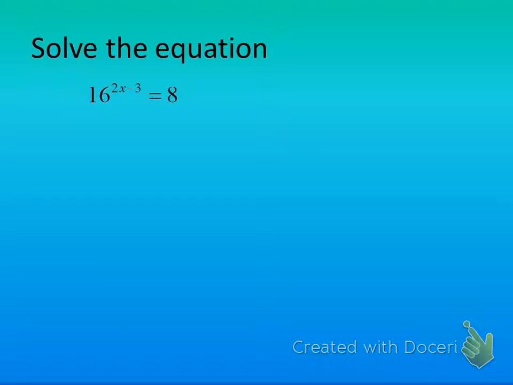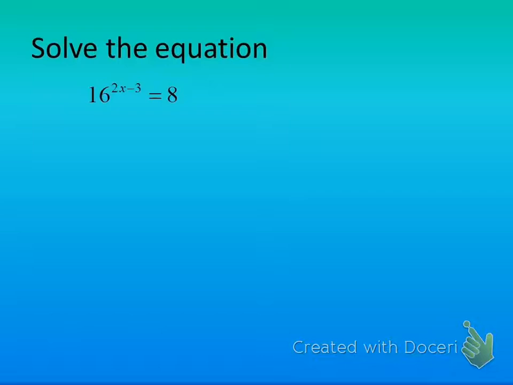Okay, so a lot of people mess this problem up because they know 8 times 2 gives you 16, so they just rewrite 16 basically as 8 squared. And then obviously 8 squared is 64, so that's incorrect. So you need to make sure you get them down to the same base.